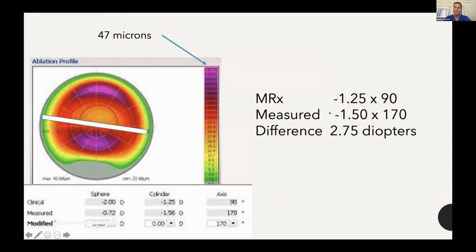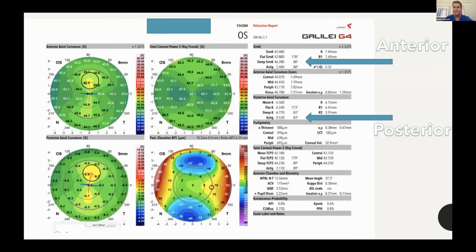And sometimes these areas of topographic elevation are quite significant. This is another outlier patient. This patient in the clinic was asking for 1.25 diopters at 90, but the measured anterior corneal astigmatism was quite different, 1.5 diopters at 170. And to flip the axis from 90 to 170 required a 2.75 diopter shift. The white bar represents the minus cylinder anterior corneal astigmatism. There better be something 90 degrees away to explain why the patient in the clinic is asking for astigmatic correction at 90. And in this particular patient, these areas of purple elevation are remarkably high, 47 microns high. So the topographic component can often be quite significant and needs to be considered.